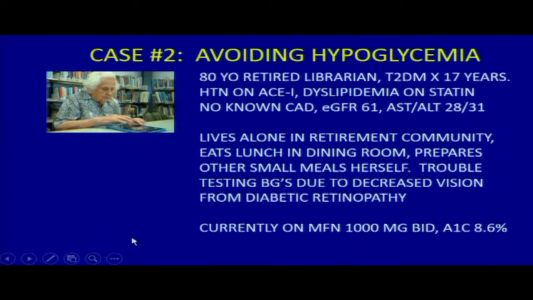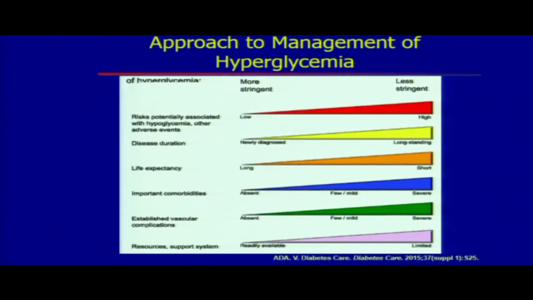Okay, so this second case is an elderly patient with long-standing type 2 diabetes. Again, hypertensive with dyslipidemia, well controlled, does not have known coronary disease, essentially normal renal function for age. She lives by herself. She eats 1 large meal per day. She doesn't test her blood sugars at home because of visual issues, and she's been on maximum dose metformin therapy with an A1C above target. So basically a similar patient except elderly and potentially at risk for hypoglycemia.